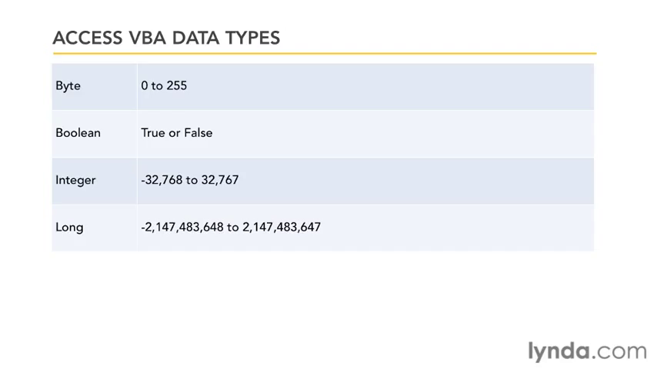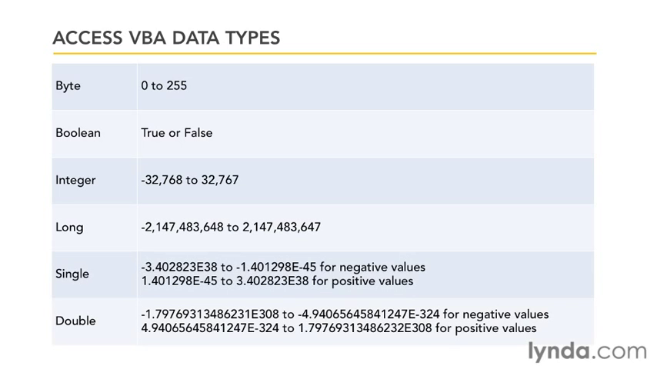If you want to work with numbers that have decimal components, you have several options. The first is called single, and you can see the range there, it's quite large. If you need to work with absolutely incredibly large numbers, you can use double. It's unlikely that you would need to use the double data type in your typical Access programming application, but you might, so it's there if you want to use it.